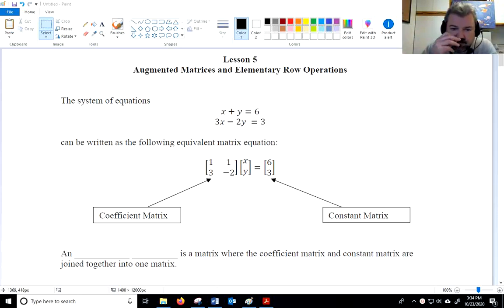So, the system of equations x plus y equals 6 and 3x minus 2y equals 3 can be written as an equivalent matrix equation. We saw that in Lesson 4. That matrix would be [1, 1; 3, -2] times the matrix [x; y] equals [6; 3]. We usually call this matrix here the coefficient matrix, and this one over here the constant matrix.